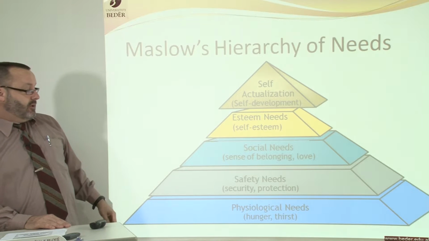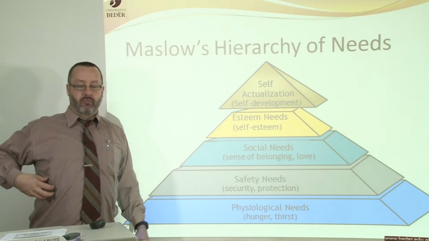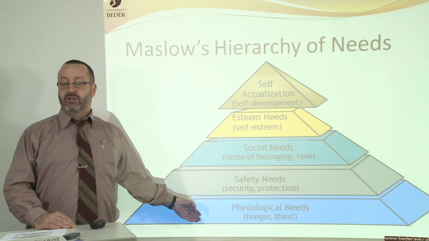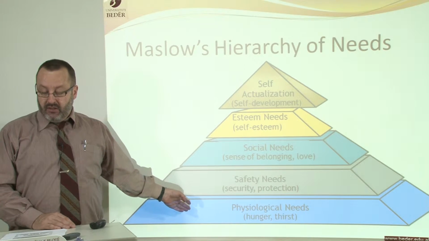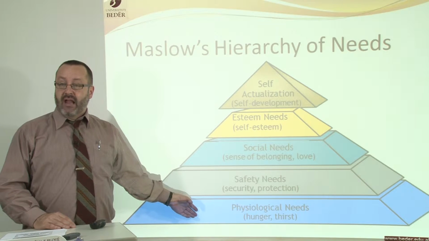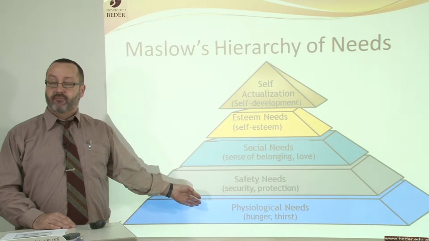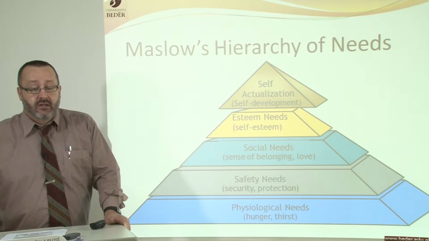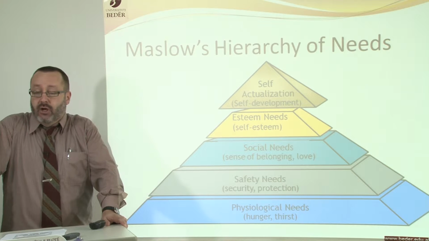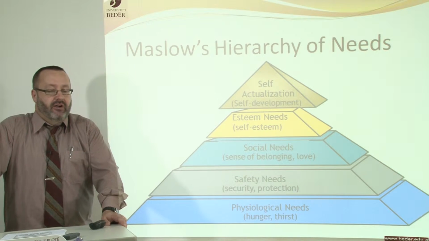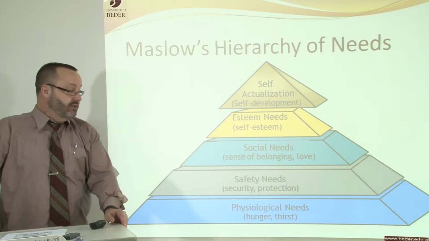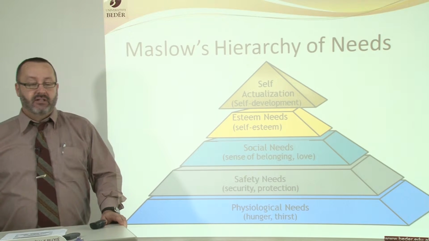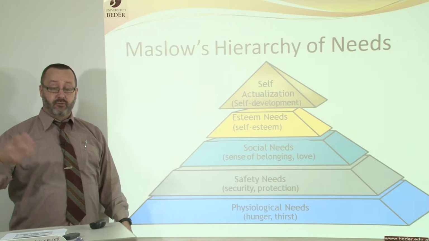But according to Maslow, as higher order beings, we start out with the very basic biological things, our physiological needs, hunger and thirst, and our safety needs, security and protection. These are things that all animals have in common. Whether you're talking about a bird, a bat, a dog, or a person, all of these things have to be met for a successful life or a comfortable life to be lived.